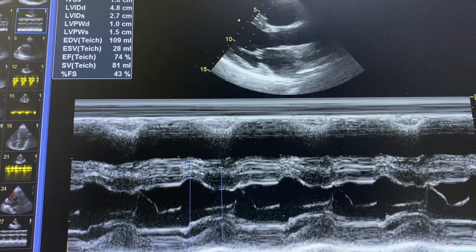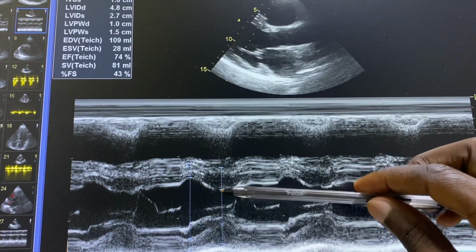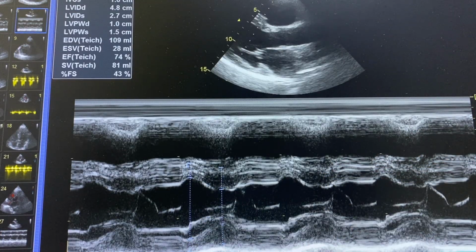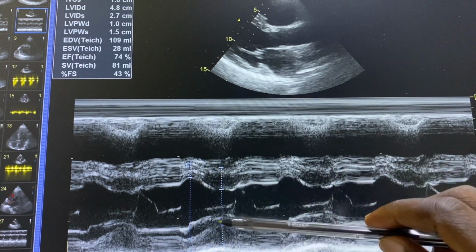From there, we are getting ejection fraction by M mode. We are going to get ejection fraction, stroke volume, fractional shortening, and then end diastolic volume. End diastolic volume is this one, end systolic volume is this one. You understand? End diastolic volume, end systolic volume.